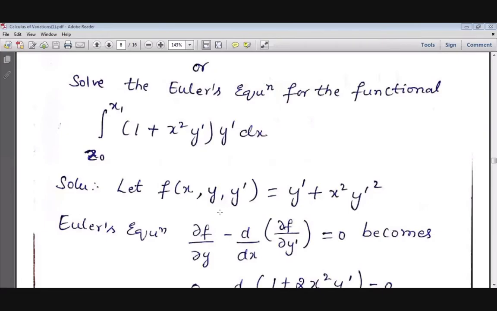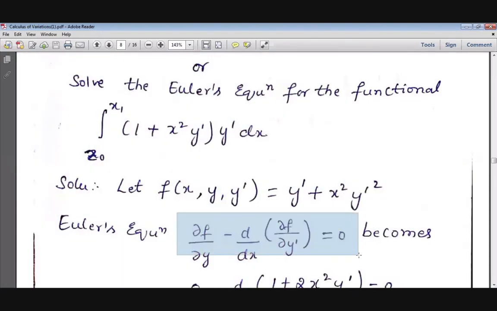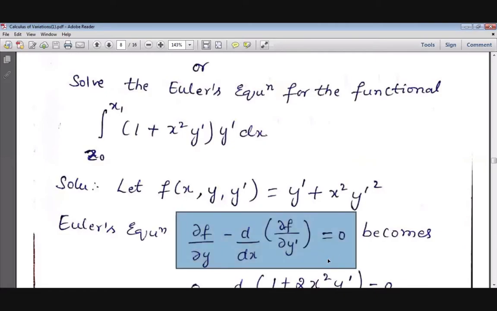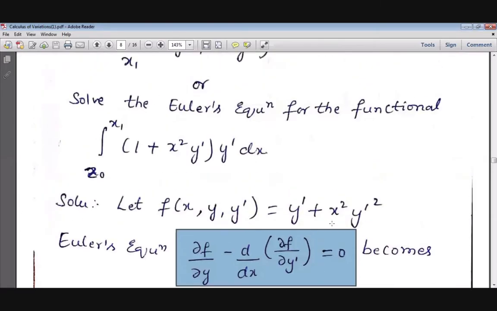what is the Euler's equation? This one you should remember: ∂f/∂y minus d by dx of ∂f/∂y' equal to 0. This is important. This is the condition for any functional to be extremum.